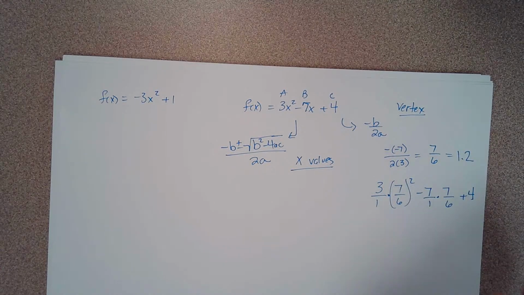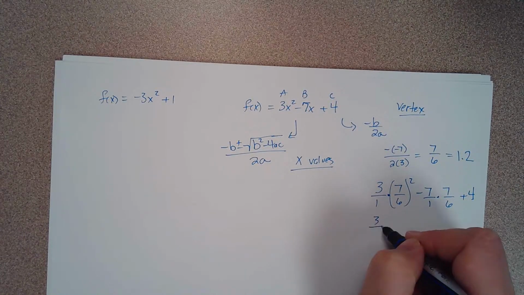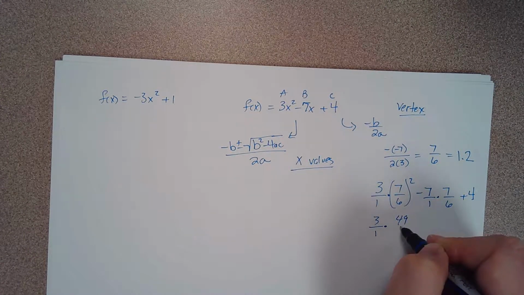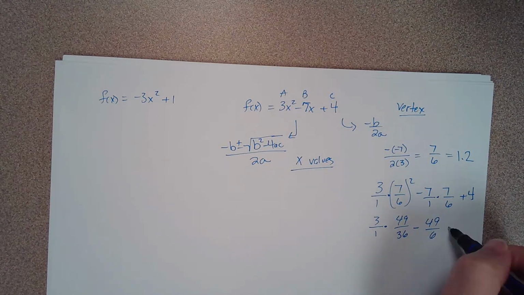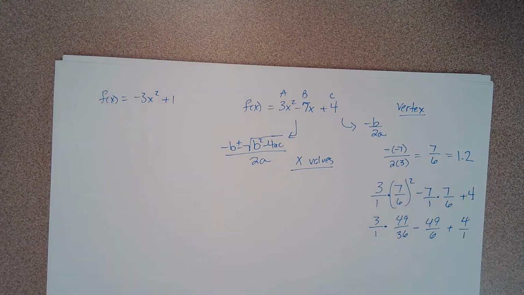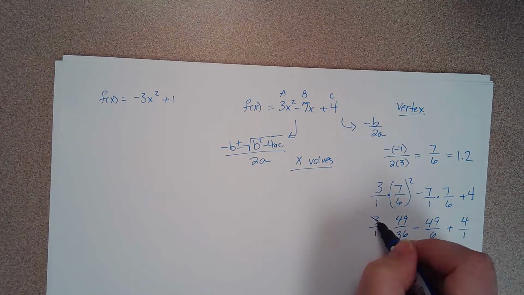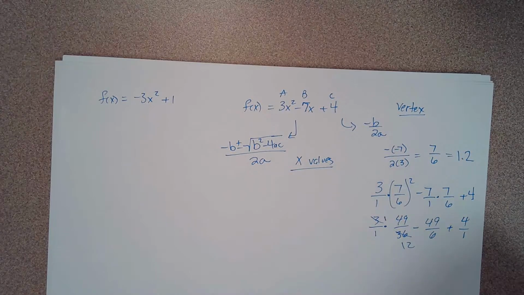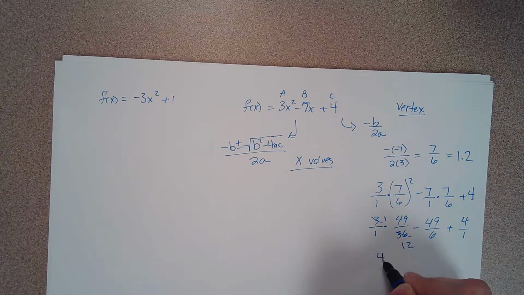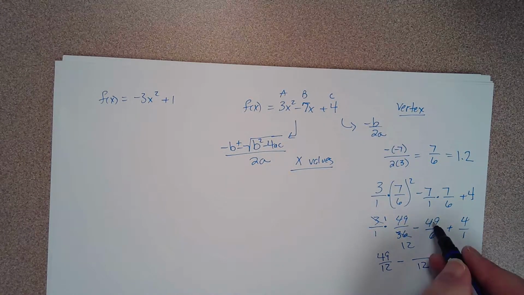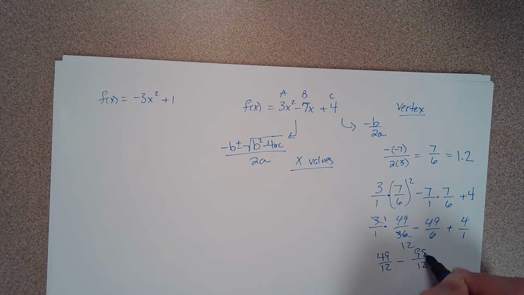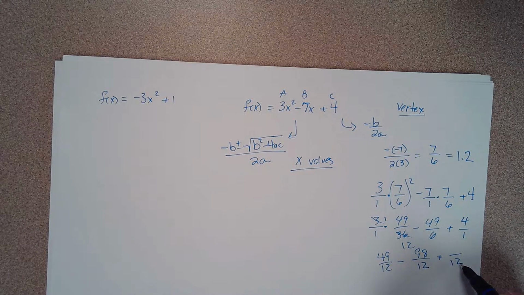Okay, so if you do it this way, it's going to be 3 over 1 times 49 over 36 minus 49 over 6 plus 4 over 1, because eventually they're all going to have common denominators. So I'm going to go ahead and do some cross canceling. This is going to become 12. So 49 over 12 minus, this is going to have 12 in the bottom, so you have to take that times 2. So that becomes 98. Plus, if I want 12 on the bottom, I have to multiply 4 times 12. 4 times 12 is 48.